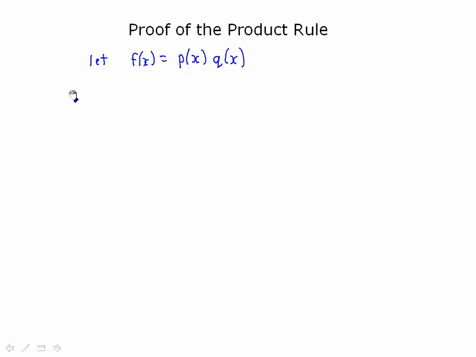Now we know, based on the definition of the derivative, that the derivative of f at x, f prime at x, is equal to the limit as h approaches 0 of f at x plus h minus f at x, all divided by h. That's how it always goes.